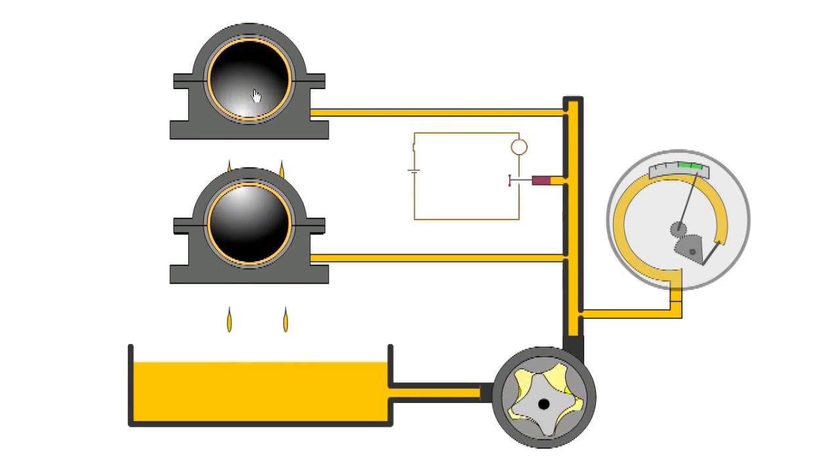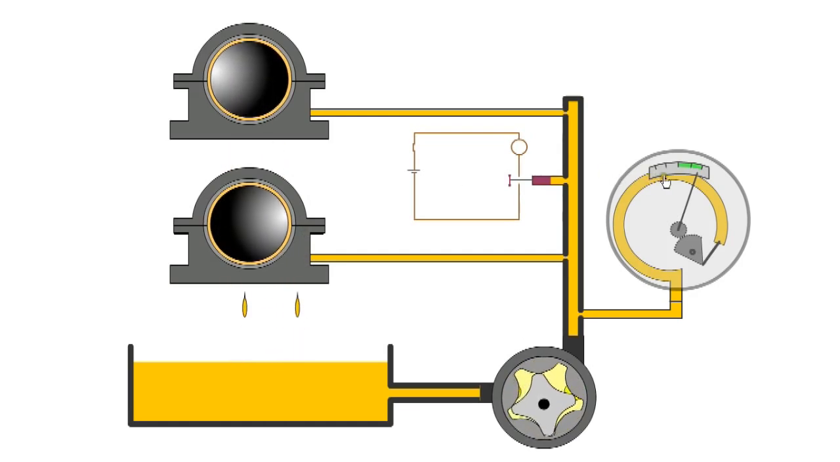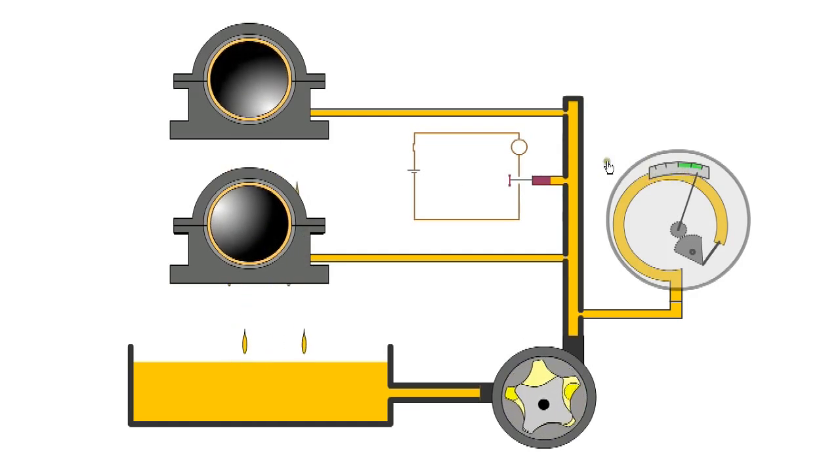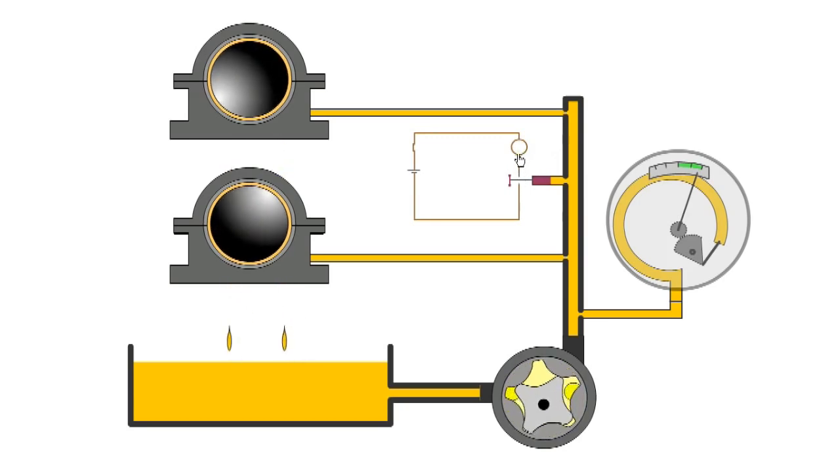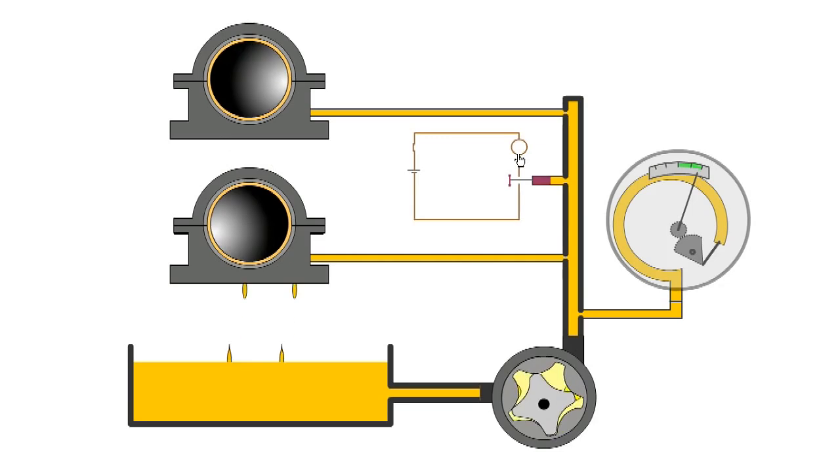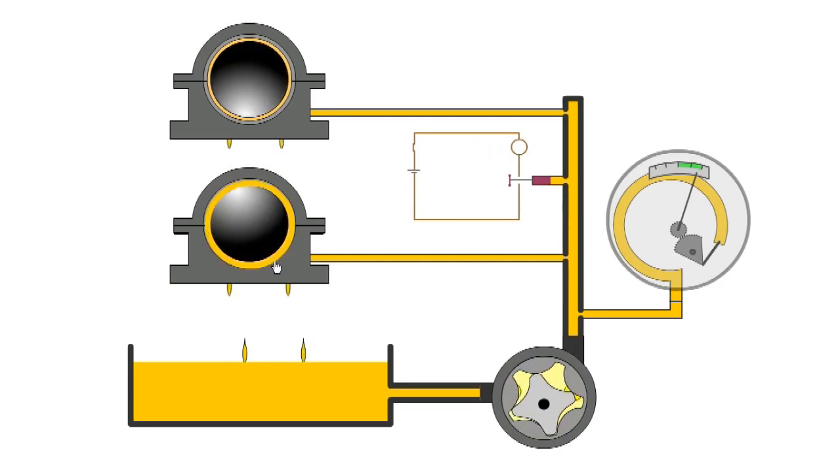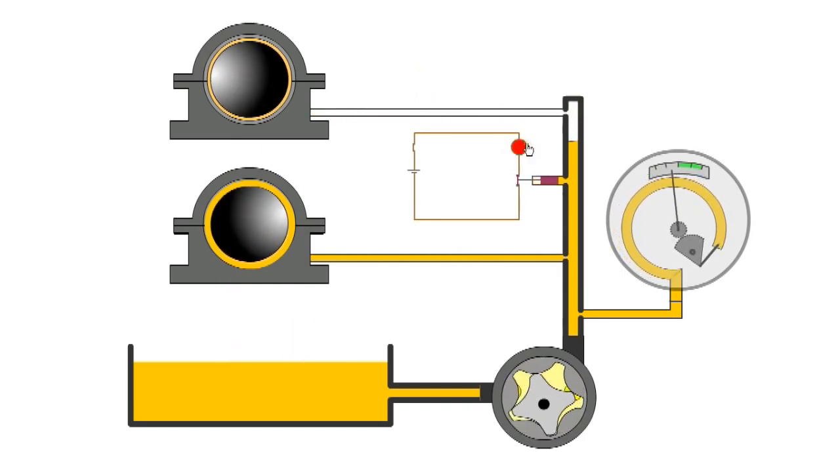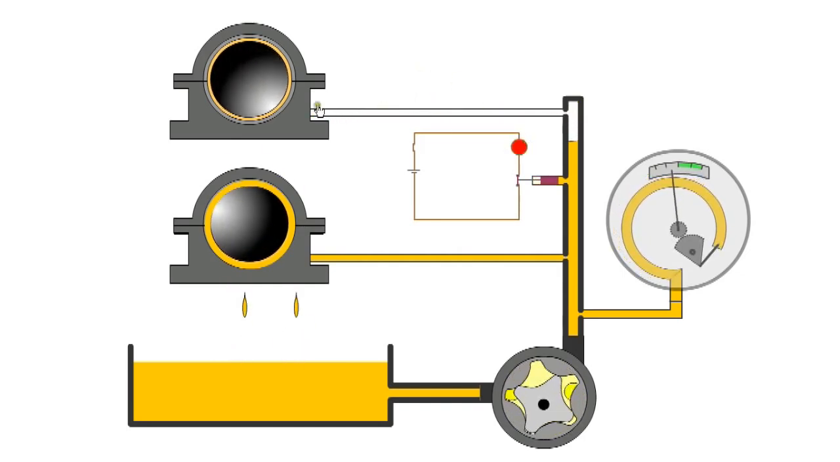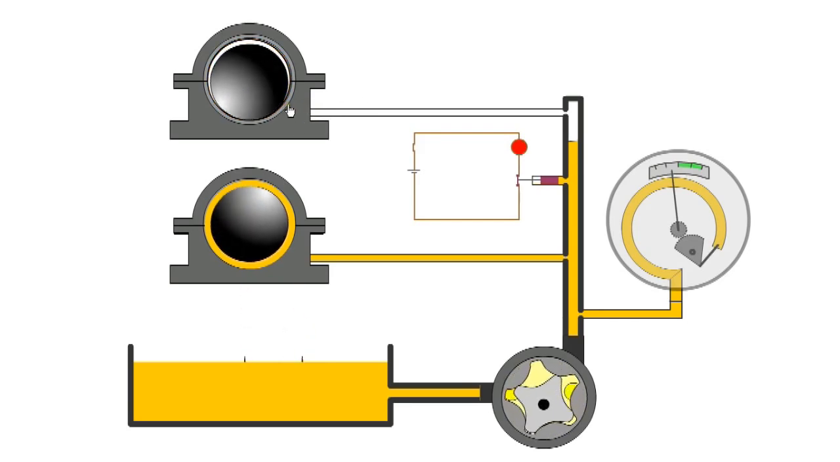The flow of oil is restricted by the small clearance in the bearing. We have good oil pressure, indicated by the pressure gauge in the green area. The pressure switch is open and the oil warning light is off. If there is wear in a bearing, the clearance will increase and there will be less restriction to the flow of oil. This will result in a drop in oil pressure. Without the correct pressure, the oil will not reach the more remote bearings and they will be starved of oil.